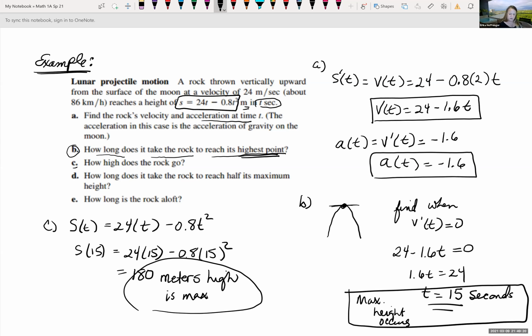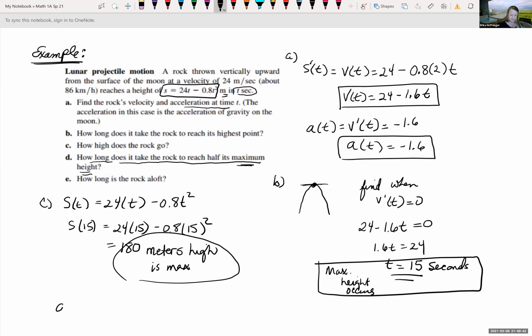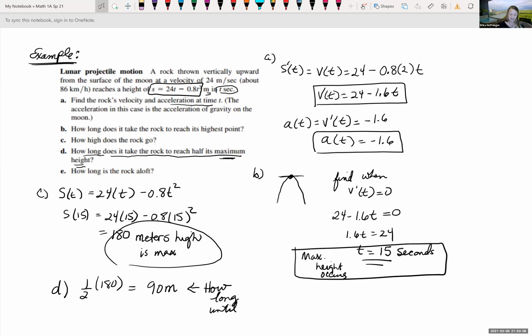Okay. Then it wanted to know, part D, how long does it take the rock to reach half of the maximum height? Okay, well, we know what the maximum height is, right? It's 180 meters. So for part D, half of the maximum height, 180 meters, would be 90 meters. So we want to know how long does it take the rock to reach half of its maximum height? Well, it's going to be two places where that's going to hit. It's going to come up and it's going to hit halfway here at some time, t. And then when it's coming back down, it's also going to hit that half mark.